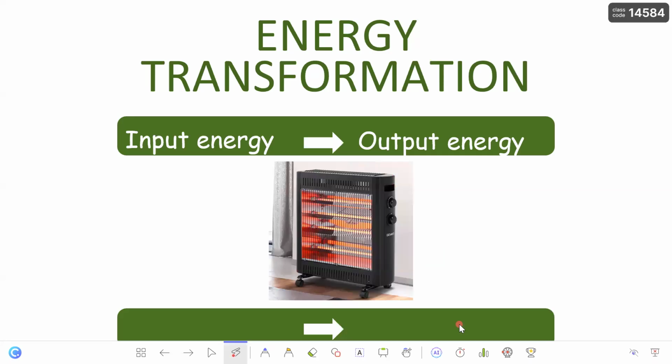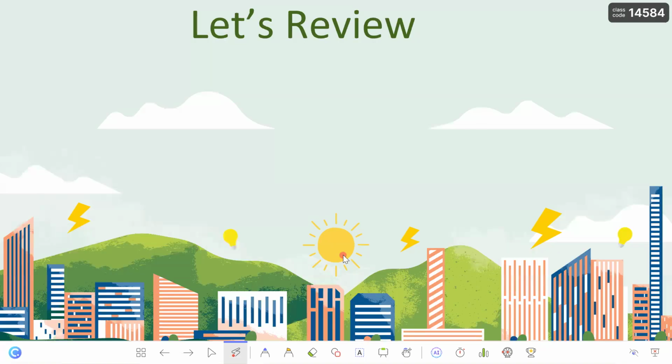Okay, another example. Here, as you notice, the input energy is the electrical energy. When I turn it on, it changes or transforms into thermal energy or heat energy. Thermal energy is the same as heat energy. So again, girls, transformation of energy is when the input energy is transformed into another form of energy, which is the output energy. Here, the input energy is the energy needed to do work. Output energy is the energy released after working.